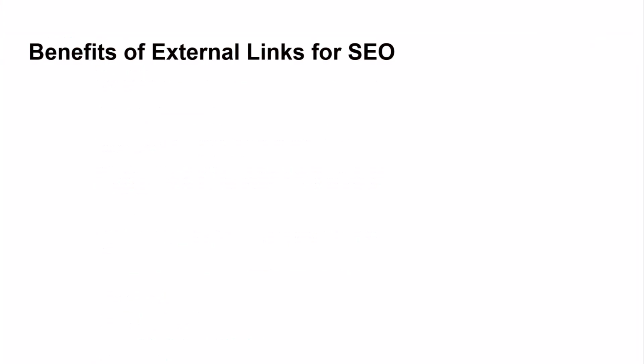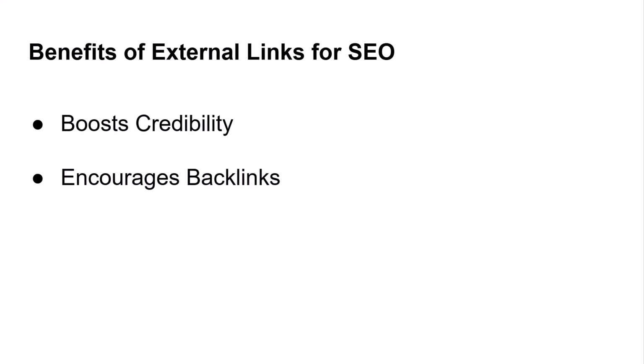Now let's discuss the benefits of external links for SEO. External links can also help improve SEO. First, they build credibility. When you link to trusted sources, it shows Google that your content is well researched and reliable. It's like saying, hey, I've done my homework and here's the proof. Secondly, linking to other sites can encourage them to link back to you. And lastly, external links can help you build relationships with other websites and businesses.